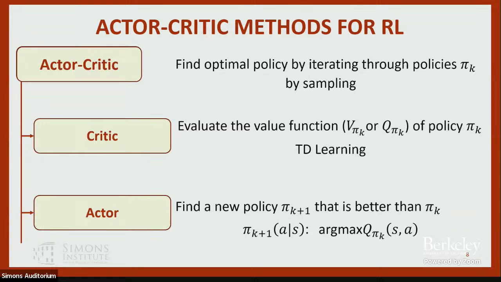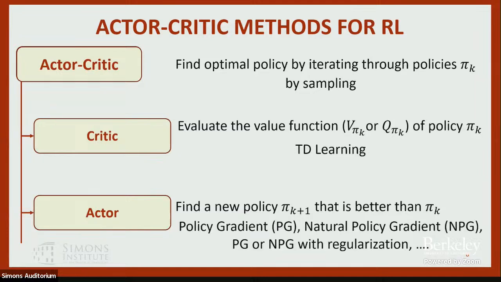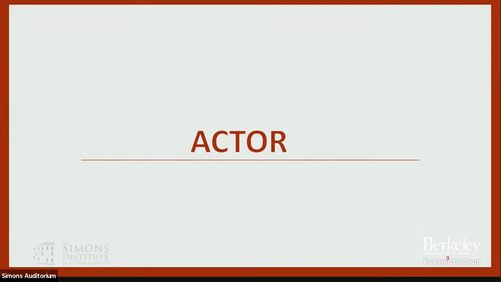You want them to be randomized policies at every time. So if you do argmax, you will end up with a deterministic policy like in one step, and that's too bad. So people do variants of this argmax, and that leads to various algorithms called policy gradient, natural policy gradient, and so on. And let's look at this in more detail.